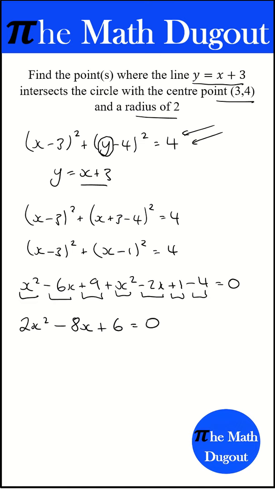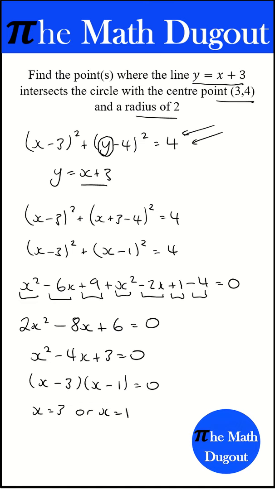Again, we can divide all of this through by 2, so we get x² - 4x + 3 = 0. This equation is now factorizable, so we end up with (x - 3)(x - 1) = 0. So we see that x can be 3 or x equals 1.